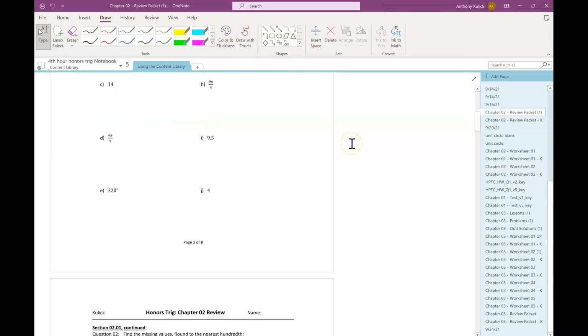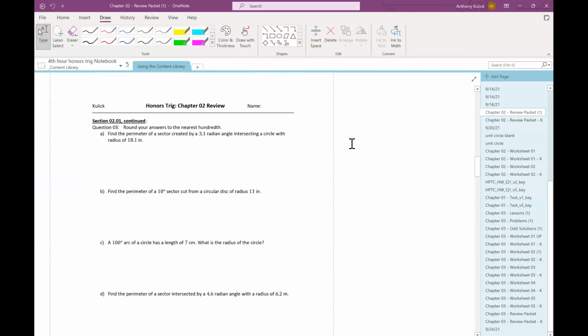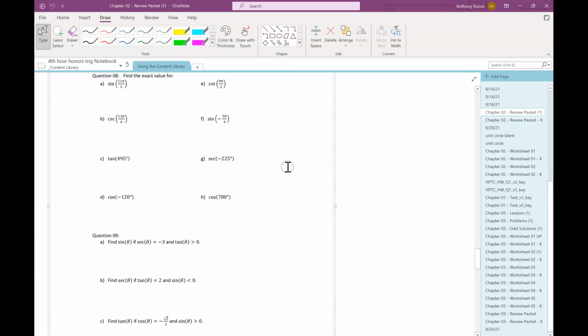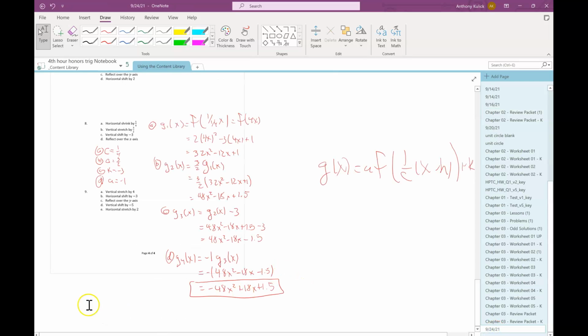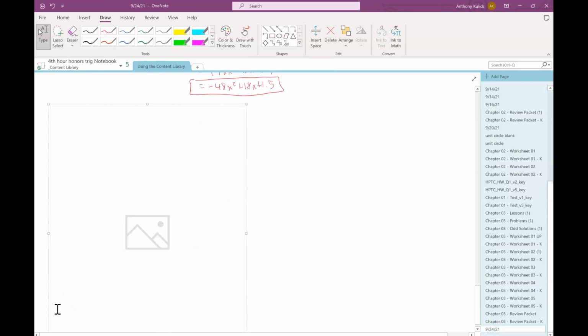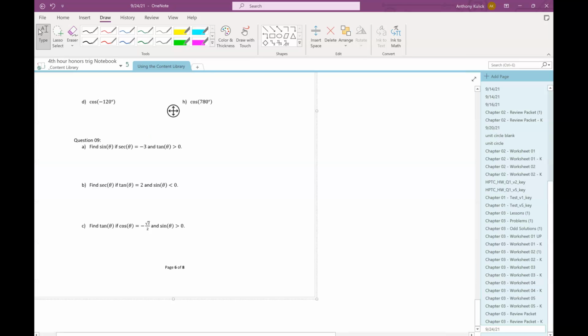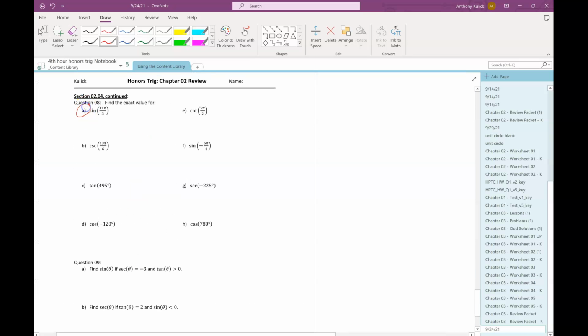In the chapter 2 review, you used question 8A. What page is that on? Do you have it right? Page 6. Perfect. Okay. So 8A, you say? Yes, please. Okay.